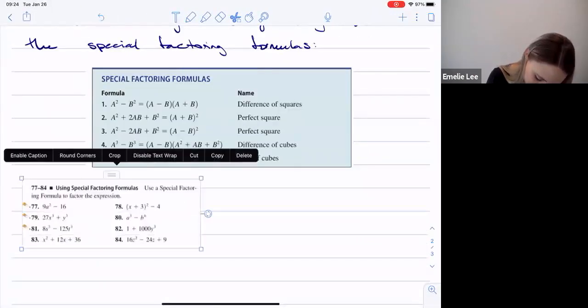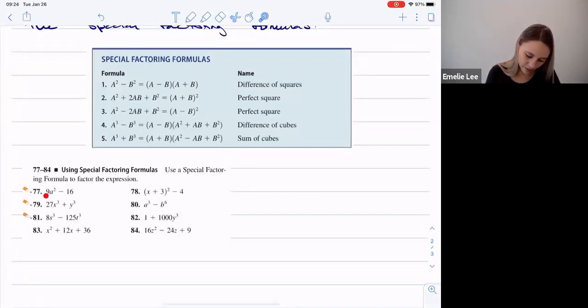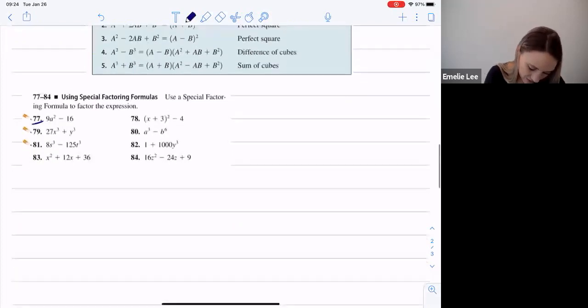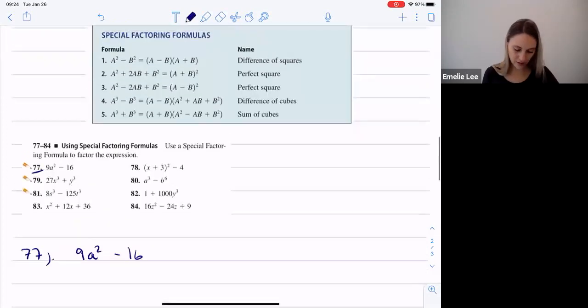So let's do an example. Let's see here. Well, let's start nice and slow here at 77. So if you have 9a squared minus 16, so this is what I mean. It's not always obvious that you can use a special factoring formula. Right, but let's do 77. Oops, 99. 9a squared minus 16. Okay.